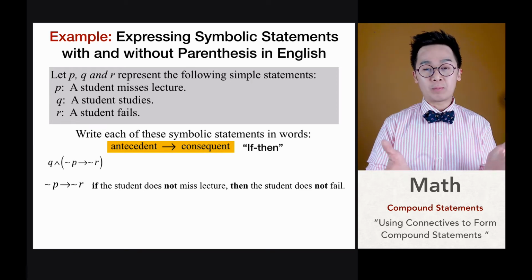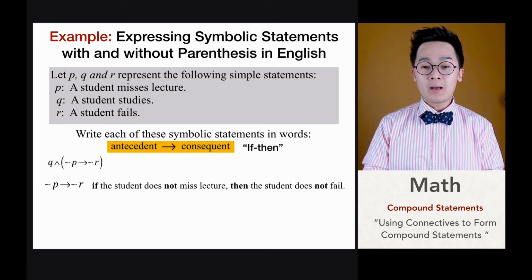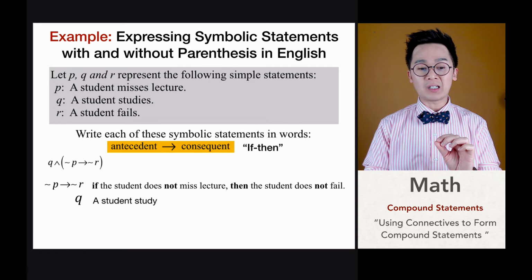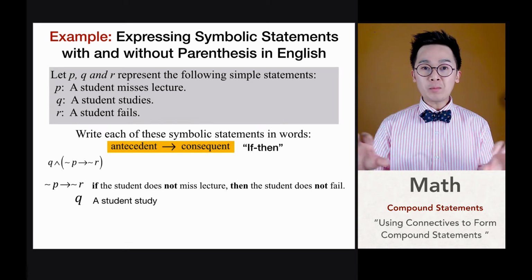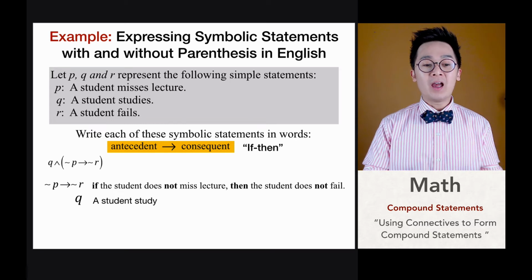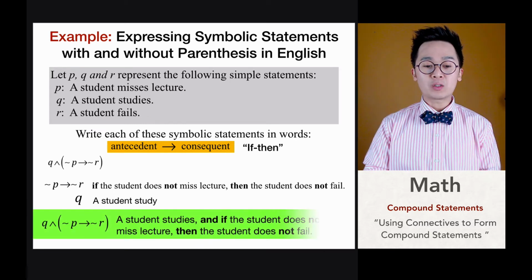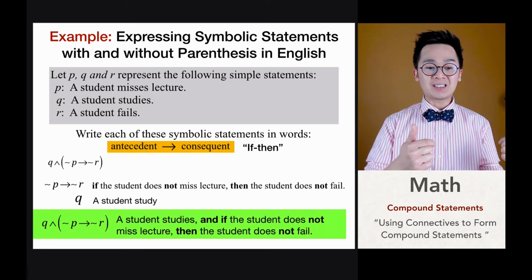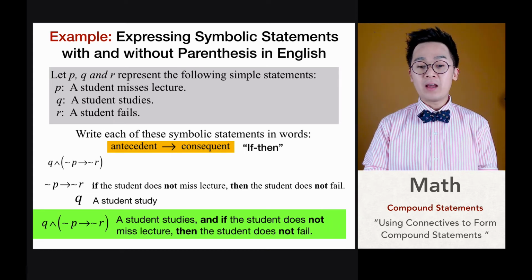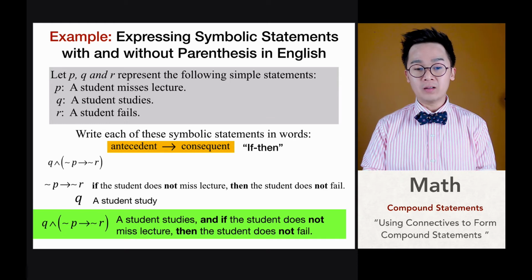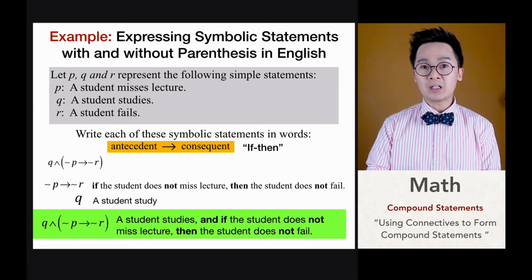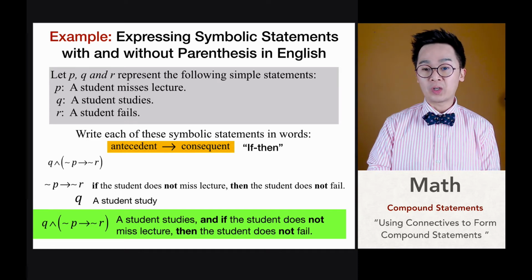So that is our parentheses, and our basic statement Q, which happens to be a student studies, can be formulated using the operation Q and the parentheses, which will have a student studies, and if the student does not miss lecture, then the student does not fail. So this is how we use these symbols in this particular compound statement that we are working on.